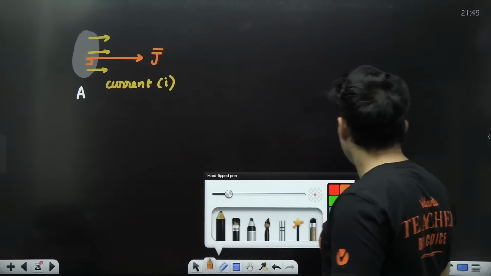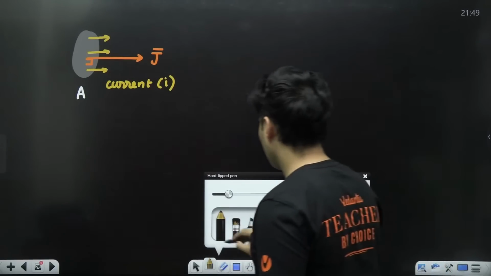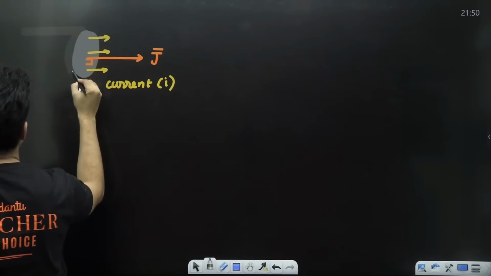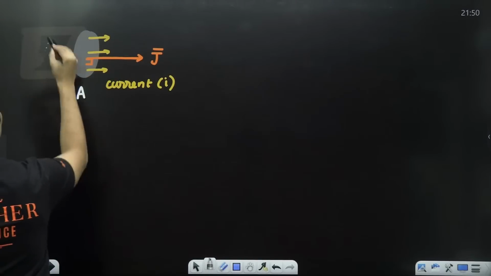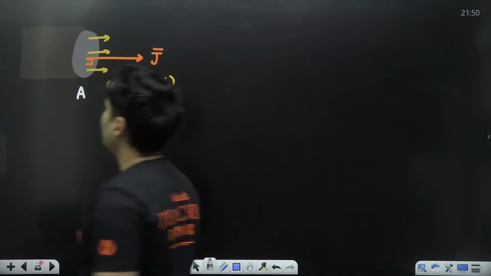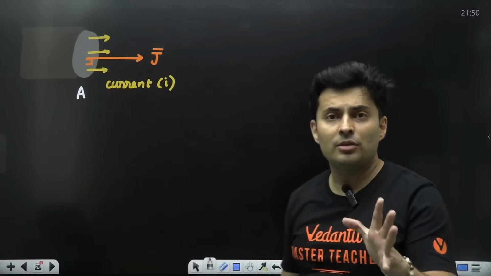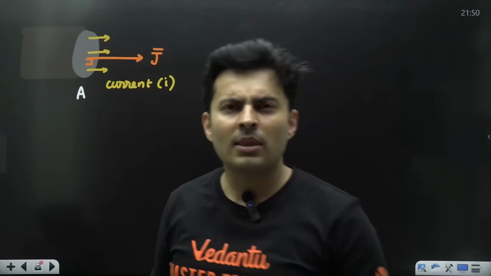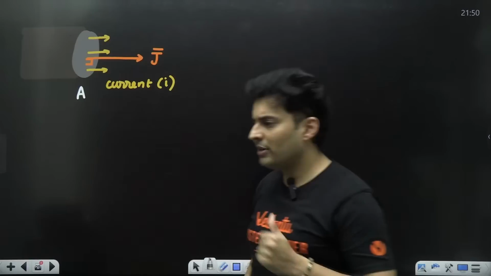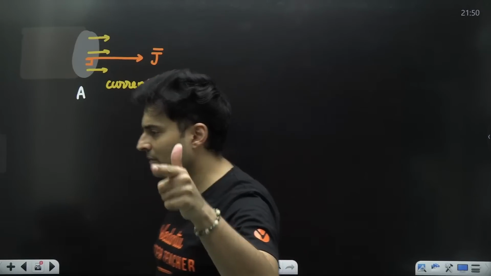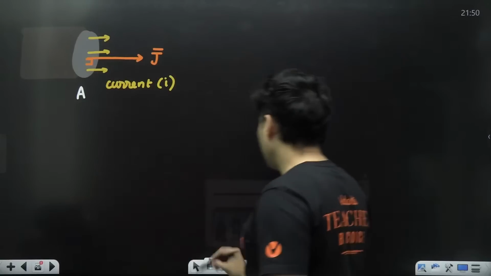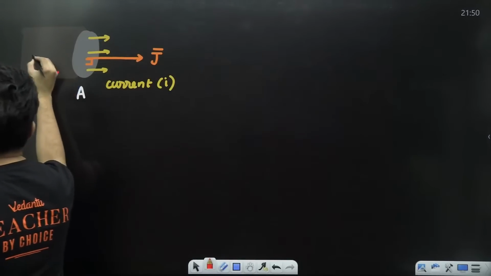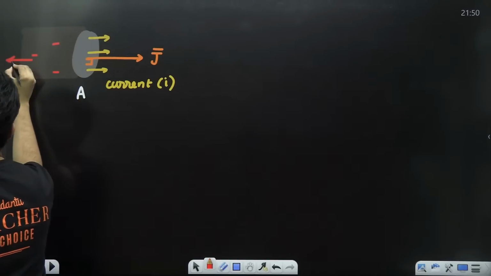Now, if you look at the conductor, this, let's say, is our conductor. Inside the conductor, which charge moves, positive or negative? The nucleus does not move, electrons move. Which direction do they move? Think about it. Yes, they move opposite to the direction of the current.